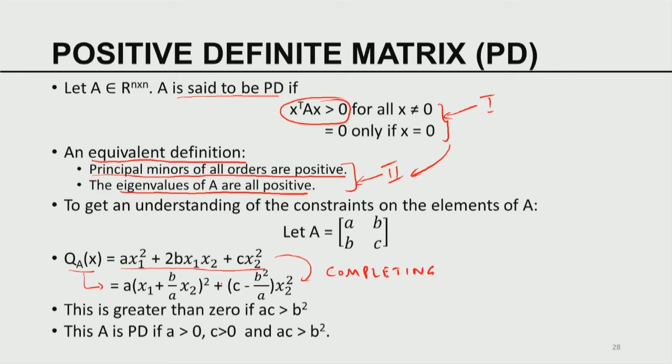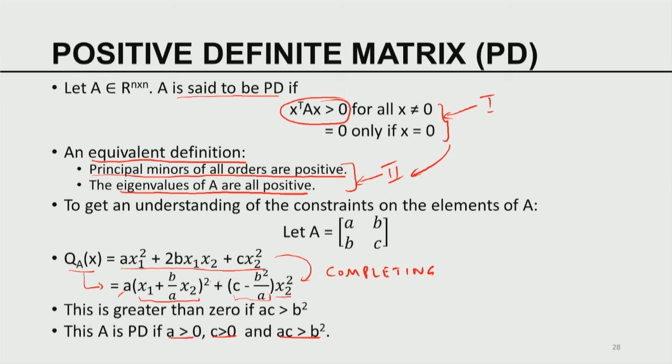Now I would like to examine this expression. What are the conditions necessary in order to make this positive, as required in condition 1? The square of any number is always positive, so this term is always positive. In order that this term is positive, I have to have A positive. x2 square is always positive, so in order that this term is positive, I have to ensure that this term is positive. So we can state that A is positive definite in this case if A is positive, if C is positive, if AC is greater than B square. If AC is greater than B square, this is positive. A is positive, this is positive.